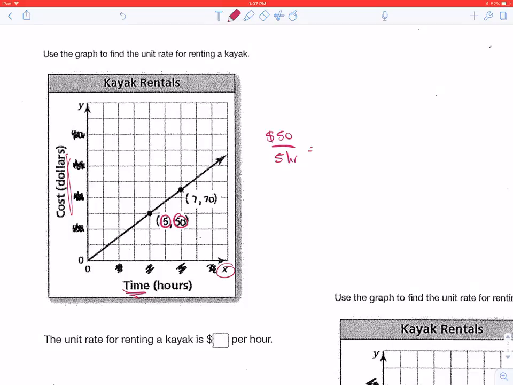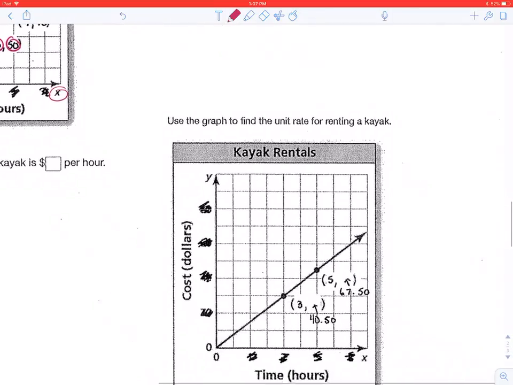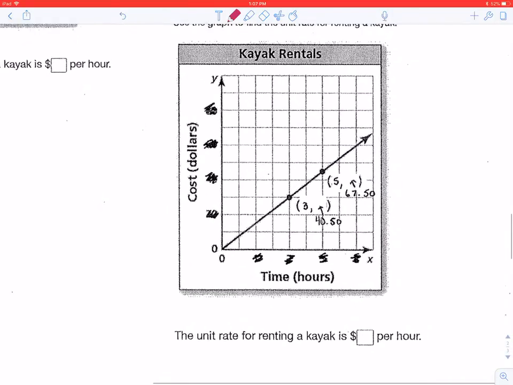And the unit rate of that, or figuring out how much each hour costs, would be just dividing the numbers, and it would be $10 an hour. And that's the same kind of technique that you're going to use for this last one. If you didn't solve that one, I want you to go ahead and try it now.